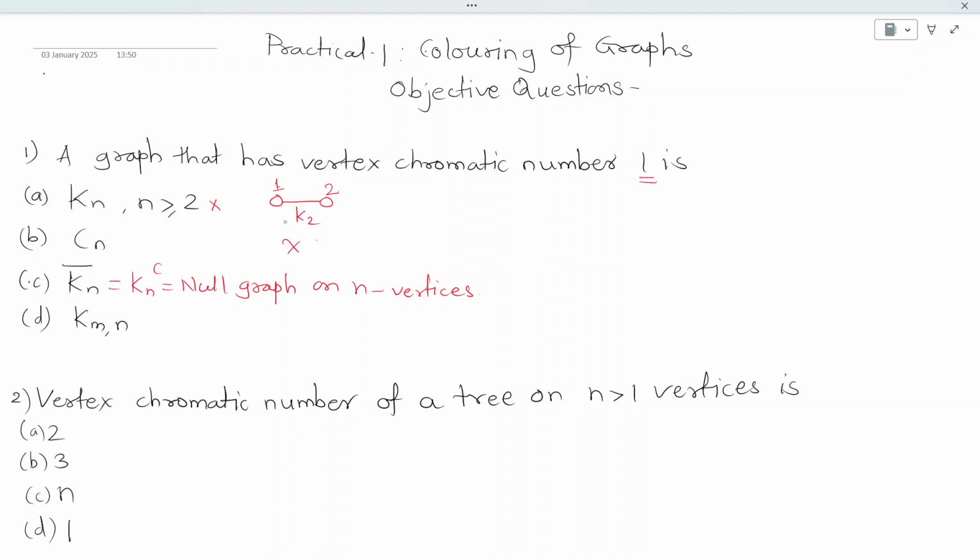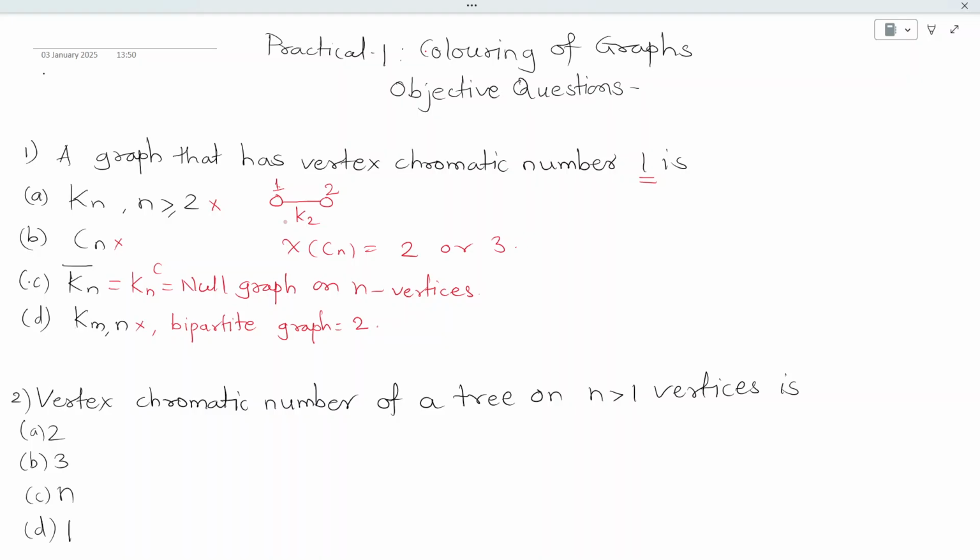Cn. We know that the chromatic number of Cn is equal to 2 if n is even and 3 if n is odd. So this option is also incorrect. Kmn. The vertex chromatic number of a bipartite graph is always 2. So this is a bipartite graph, and it has vertex chromatic number 2. So this option is also incorrect.